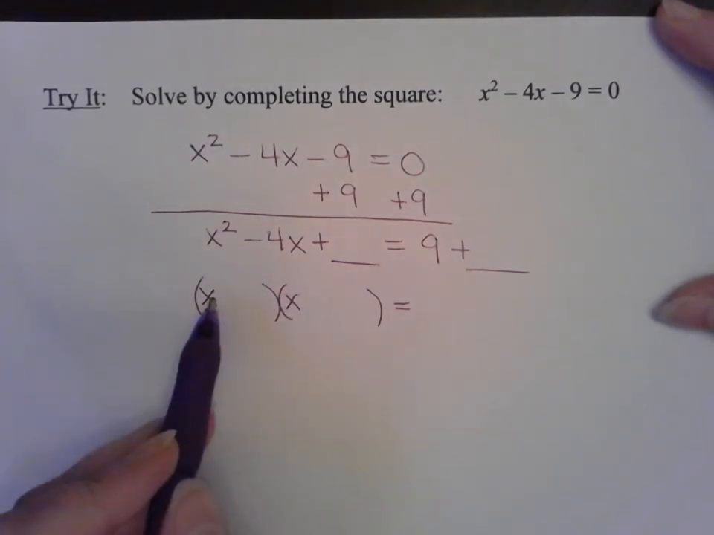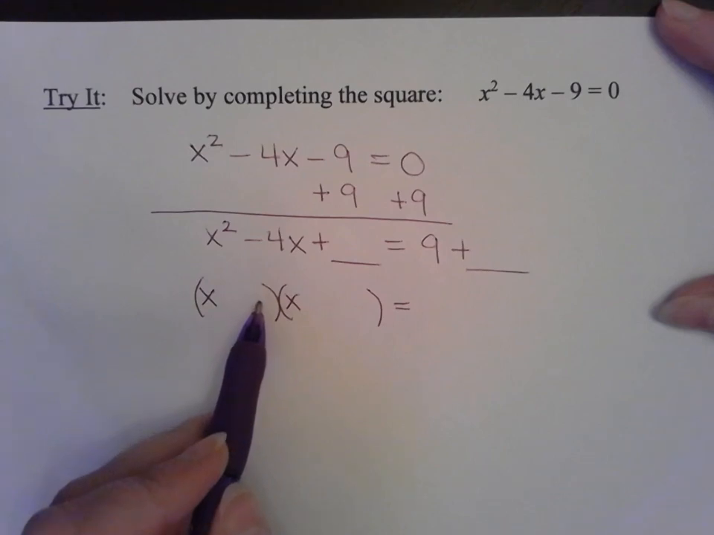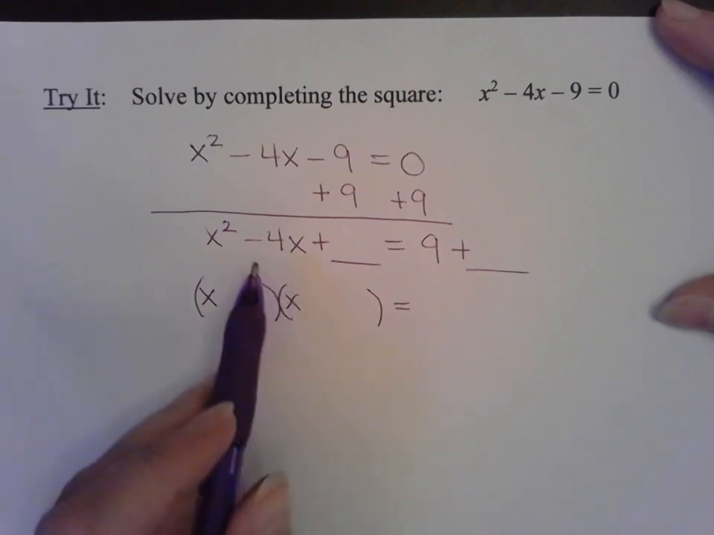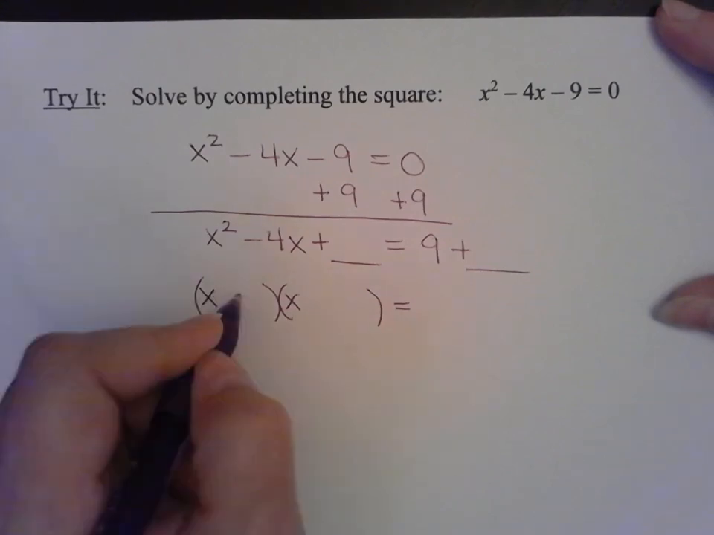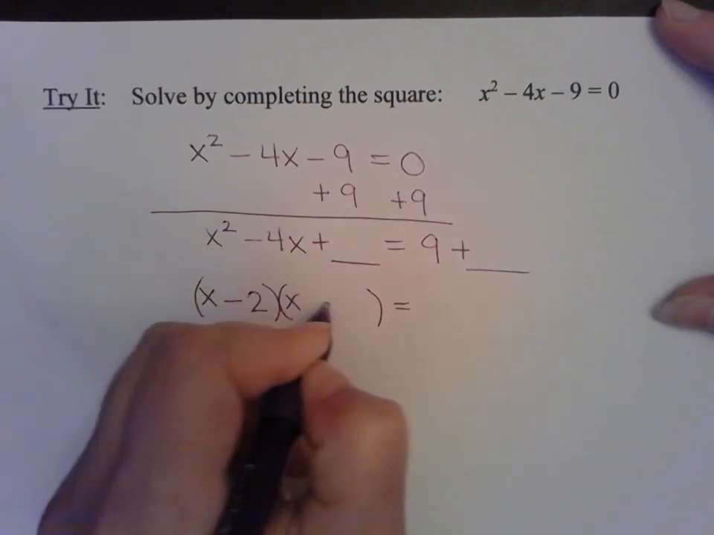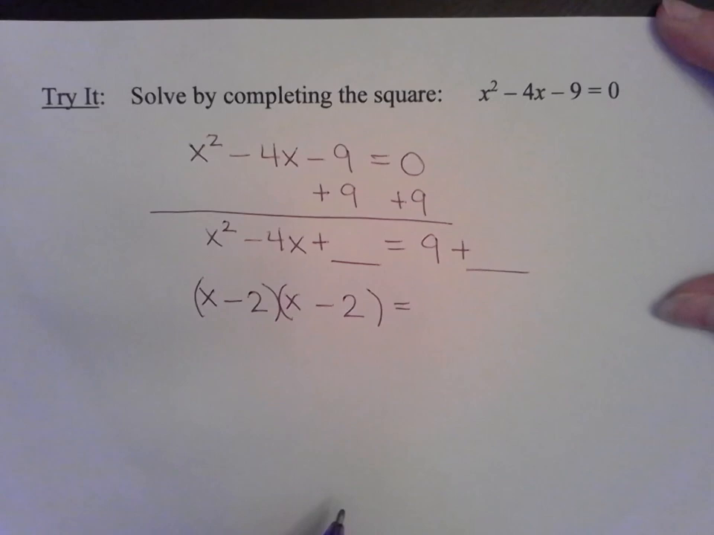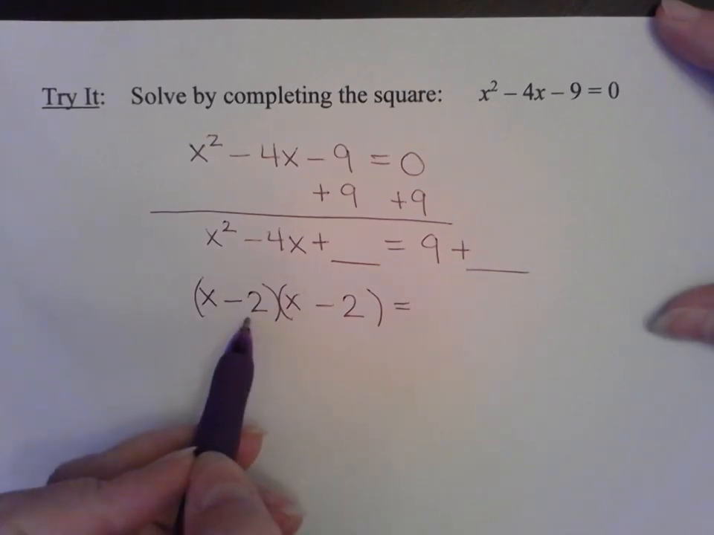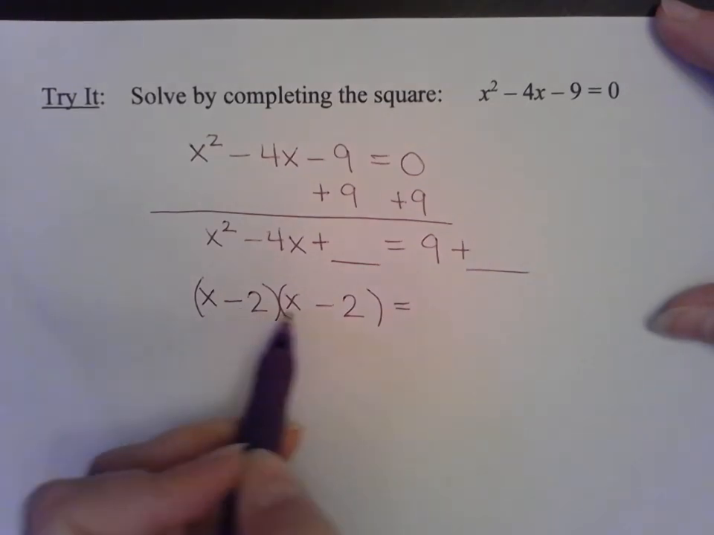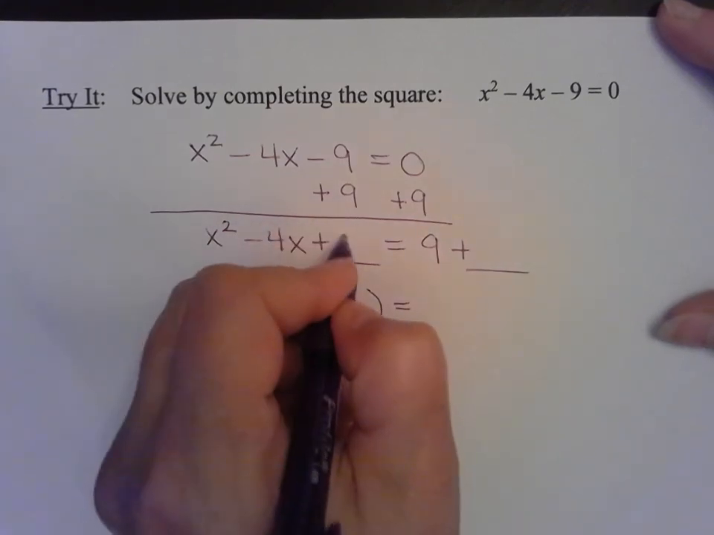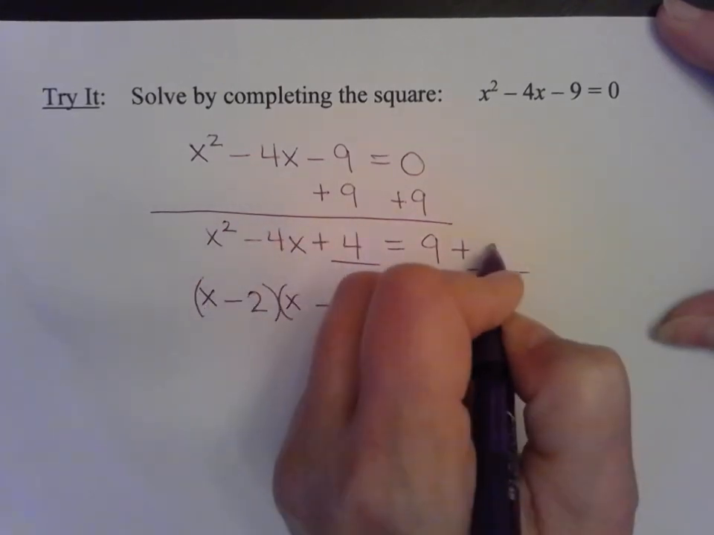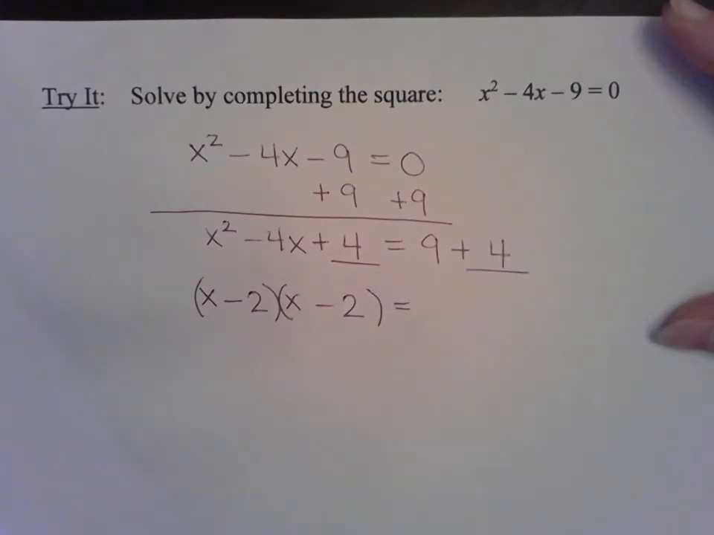Okay, if we were to factor this, 2 numbers in the back here that add up to be -4, 2 equal numbers, must be -2 and -2. And then when I do my foiling, the last times the last, -2 times -2 tells me I need to add a 4 here on both sides.